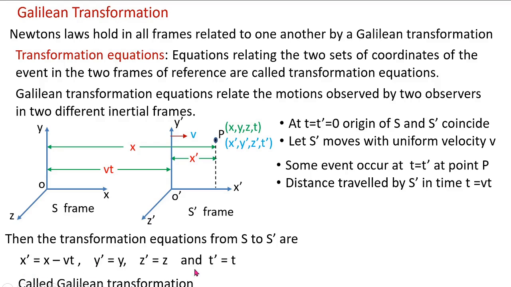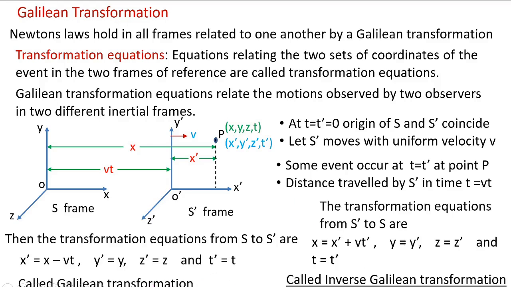These equations, which relate the coordinates of the two frames of reference, are called Galilean transformation equations. And the inverse transformation equations are x is equal to x dash plus vt dash, y is equal to y dash, z is equal to z dash, and t is equal to t dash. These are the transformation equations from S dash to S. These are called inverse Galilean transformation.